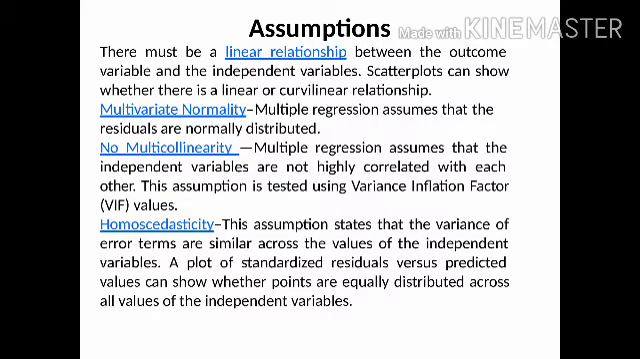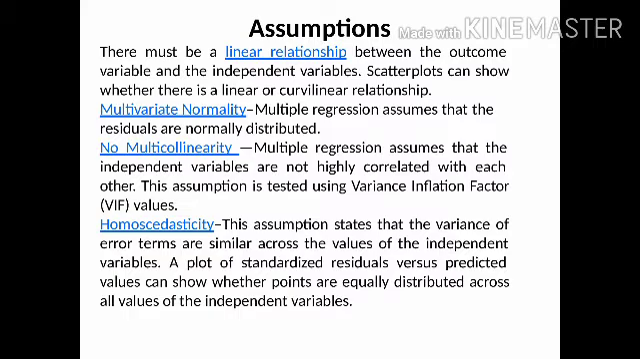Next are the assumptions of the technique. There must be a linear relationship between the outcome variable and the independent variables. That is the first assumption, linearity. How can we identify the linear relationship? By the graphical method of scatter plots. Within the scatter plot, you can see whether the relationship between the variables is linear or curvilinear.